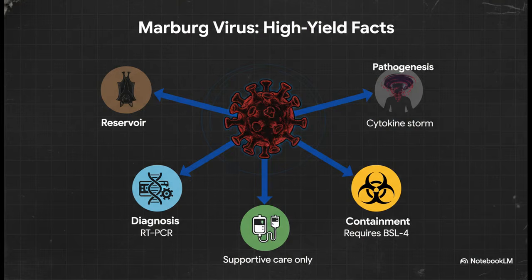Okay, let's quickly summarize for your exams. These are the high-yield facts you need to have locked in. It's a filovirus, just like Ebola. The reservoir is the Egyptian fruit bat. The pathogenesis is all about that cytokine storm and endothelial dysfunction. The hallmark signs are hemorrhagic fever and shock. Diagnosis, RT-PCR is the gold standard. Containment, it requires BSL-4. And treatment, it's all about aggressive supportive care.